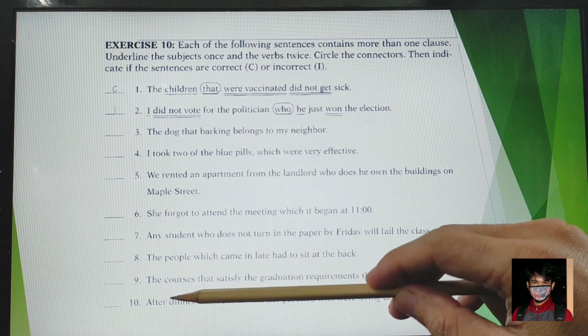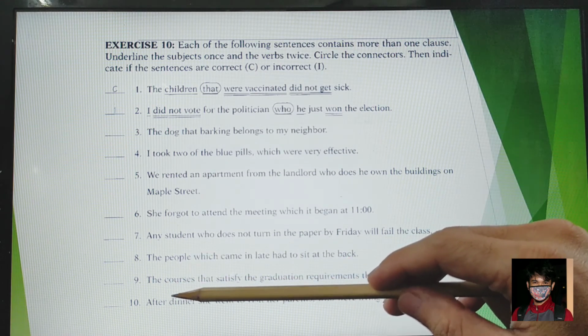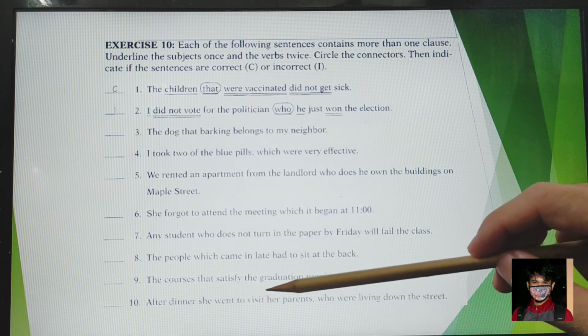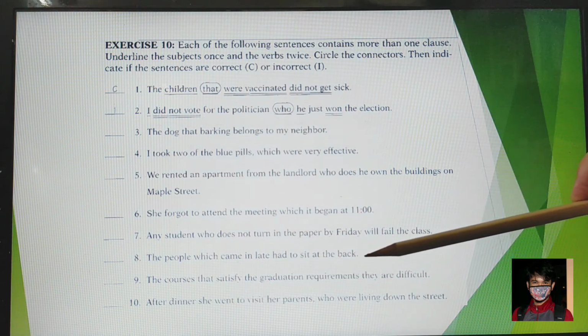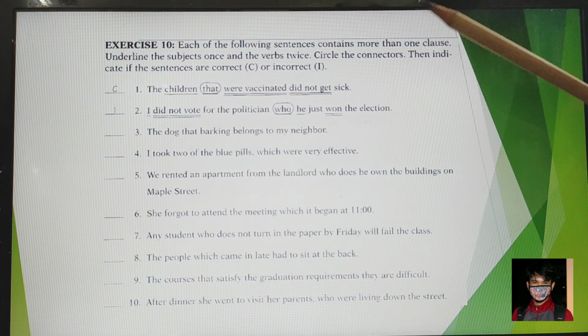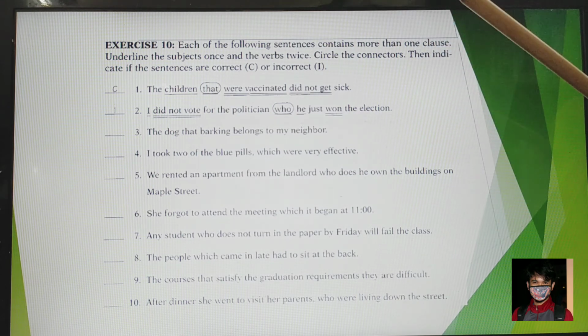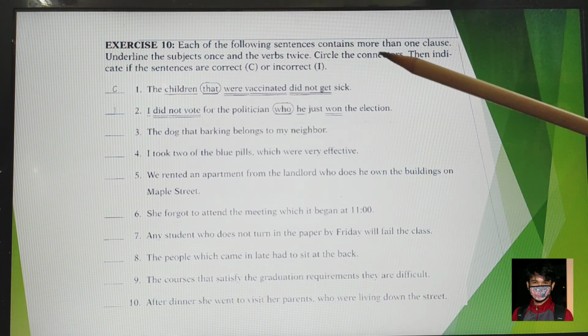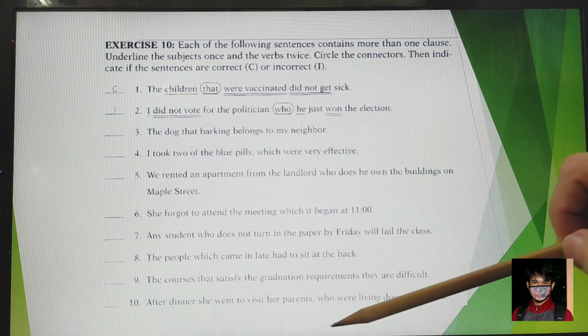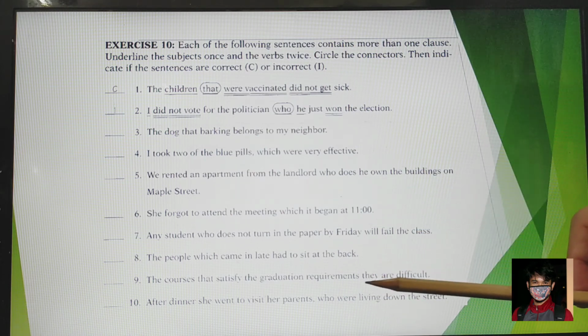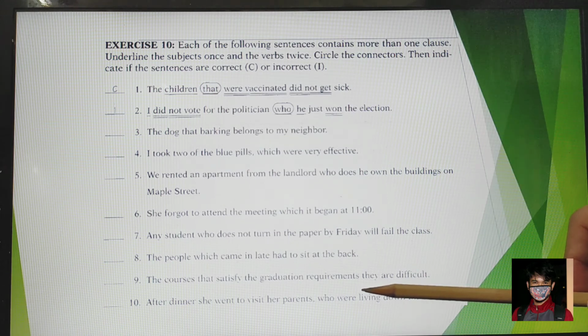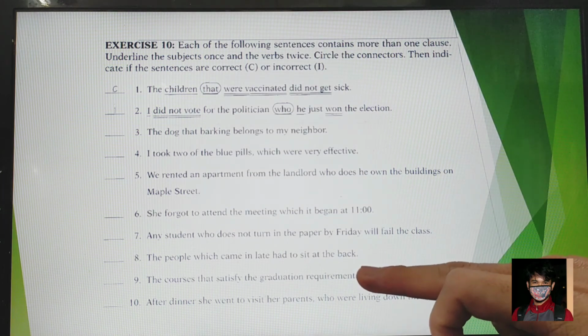Next, for number 9, the courses that satisfy the graduation requirements, they are difficult. Is it correct or incorrect? Of course, it is incorrect. Why? Because we have an extra subject here. The extra subject, this one, just omit they. The courses that satisfy the graduation requirement are difficult. So just omit this one.